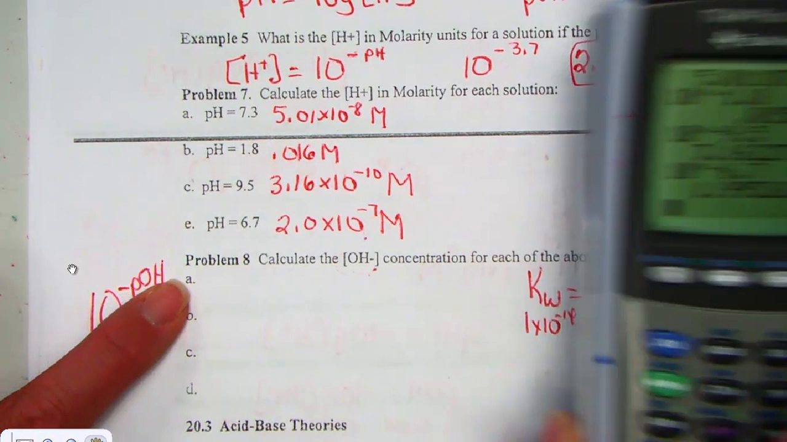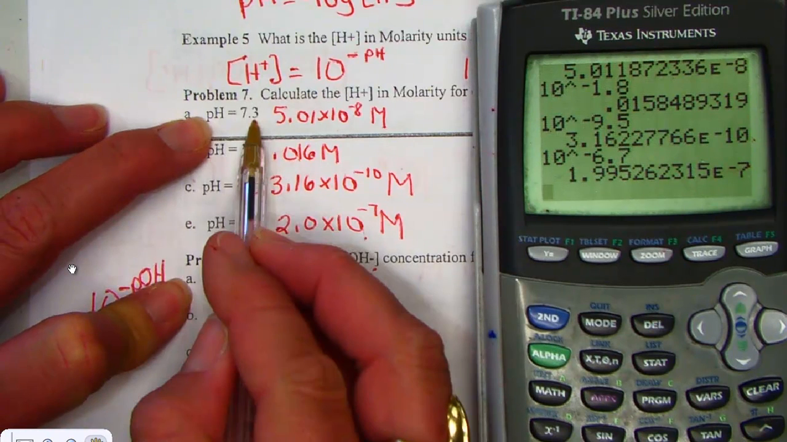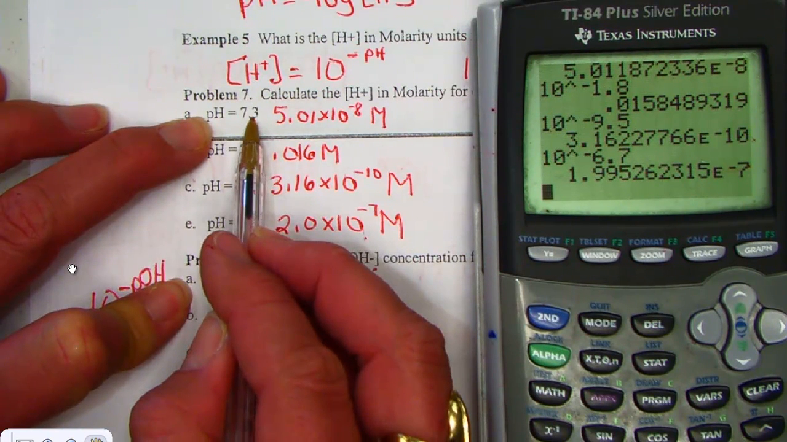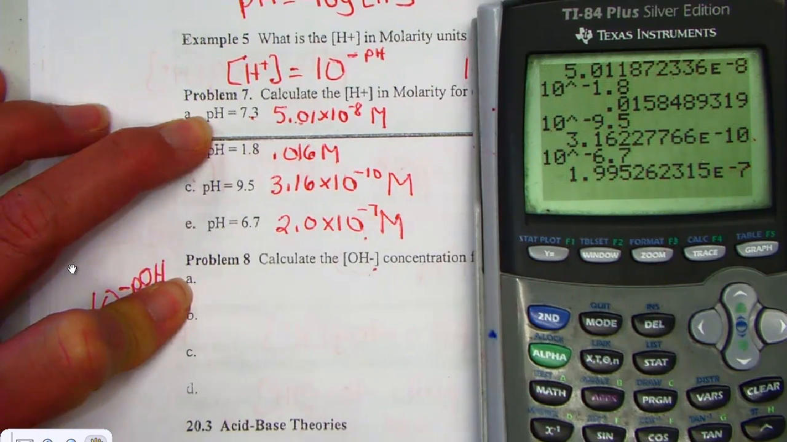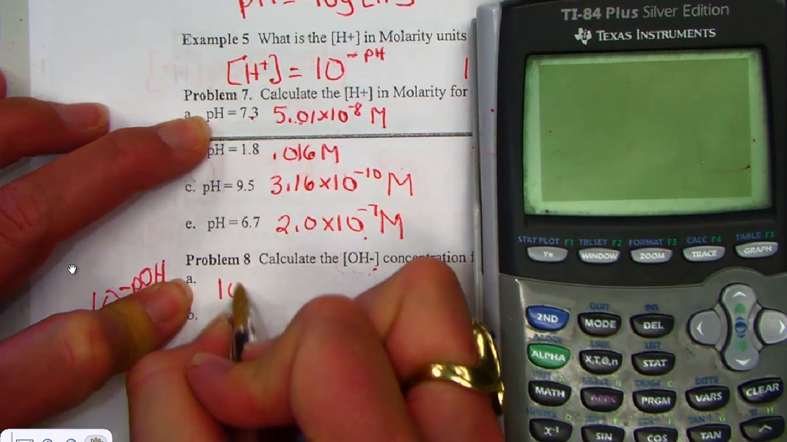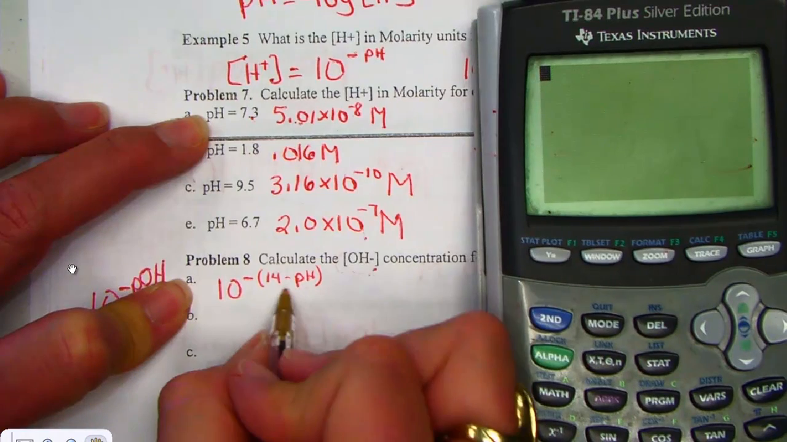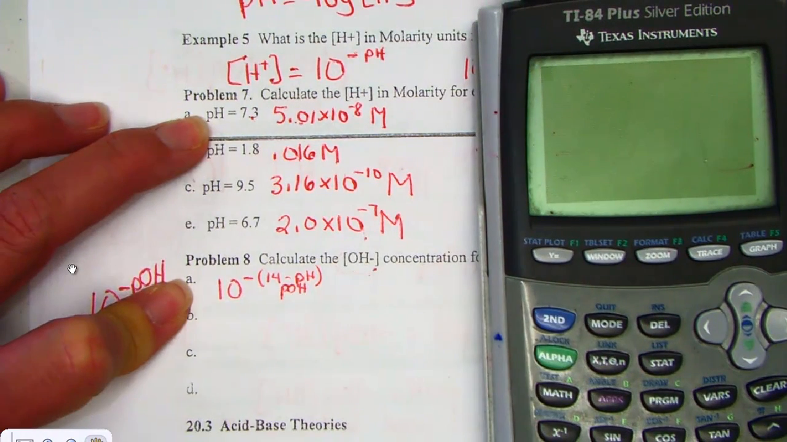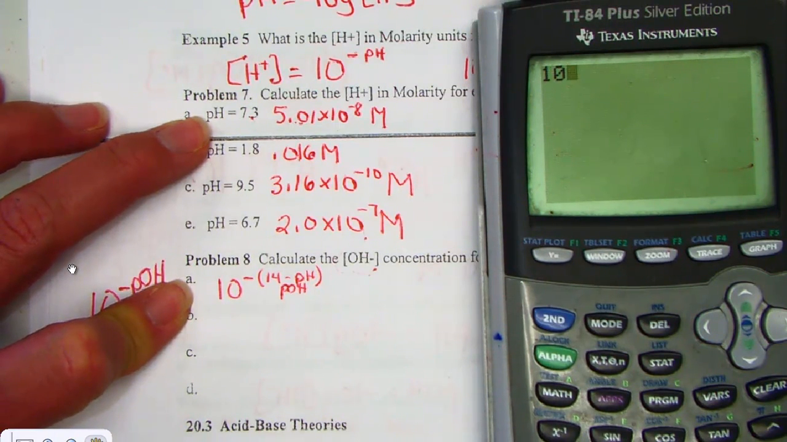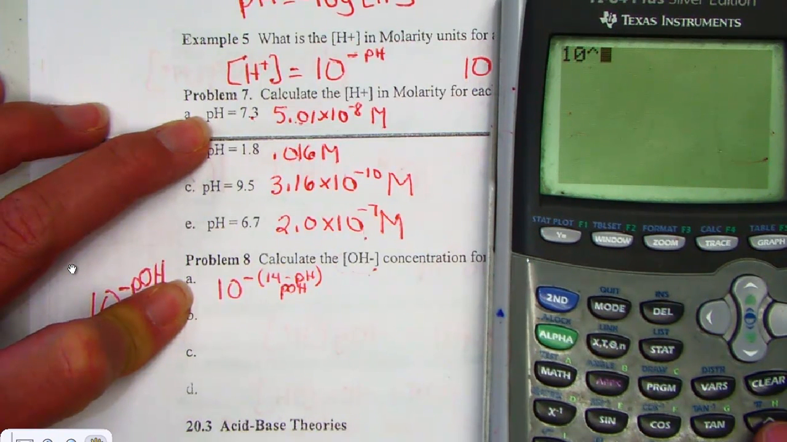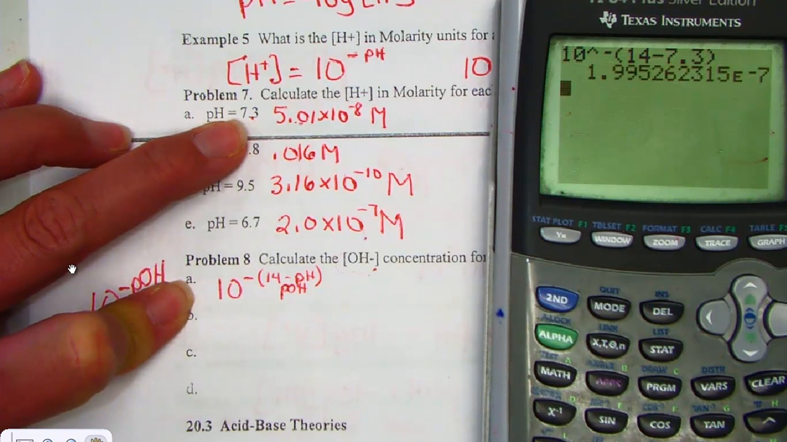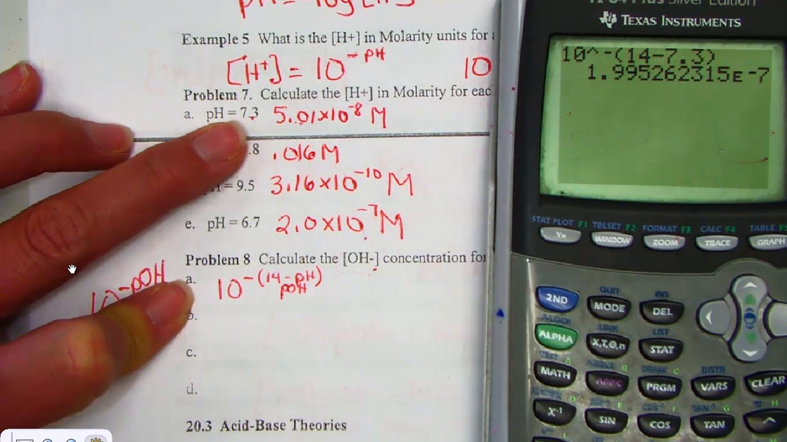It's just fewer keystrokes. Let me model that. Remember here, letter A had pH of 7.3, 10 raised to the negative 7.3 is where I got hydrogen. But what if we go like this? 10 raised to the negative 14 minus pH, and see in my parentheses, that's the very definition of pOH, isn't it? So on my calculator, I'm going to go 10 raised to the, see that caret key there? Then I'm going to go negative, parenthesis, 14 minus the pH value of 7.3. And that's the concentration of hydroxide.